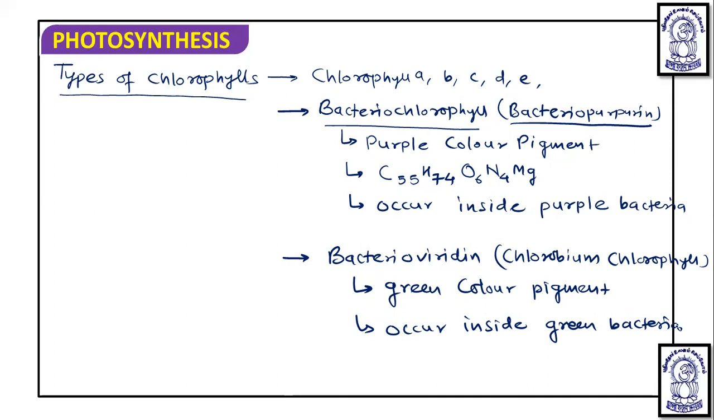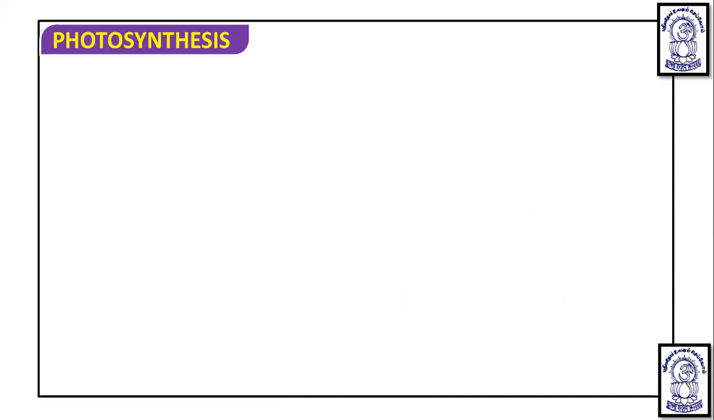Now in this, chlorophyll A is very important for us. We will understand how chlorophyll A differs from B, and one important point with respect to chlorophyll C. D and E are not of much importance, so we will not discuss that. So let's discuss chlorophyll A first.